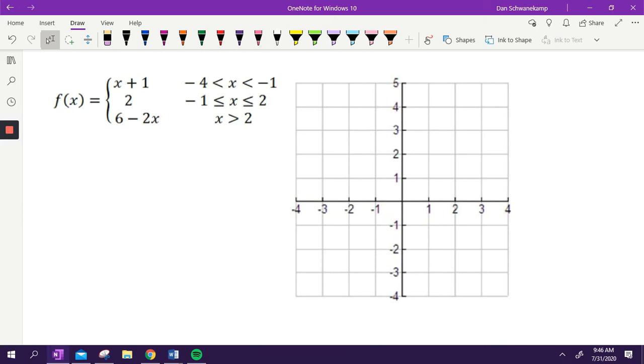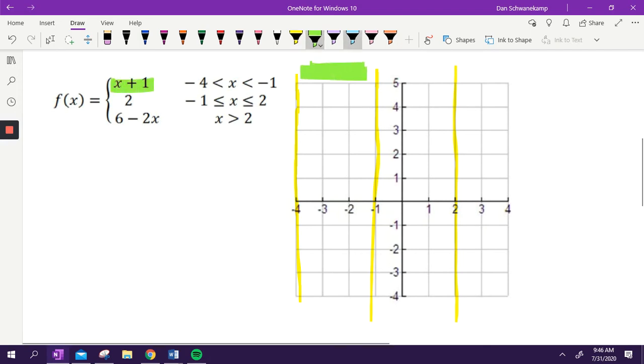On the next one, I'm graphing x plus 1. So let's draw my break lines first here. I've got a negative 4 break line. I've got a negative 1 break line. I've got a break line at 2. And then it goes on bigger than 2. Okay? So this equation lives in this land. This equation lives in between negative 1 and 2. And this equation right here lives to the right. That's all it's telling me. I'm just graphing those things in different parts. That's all it means. Okay?